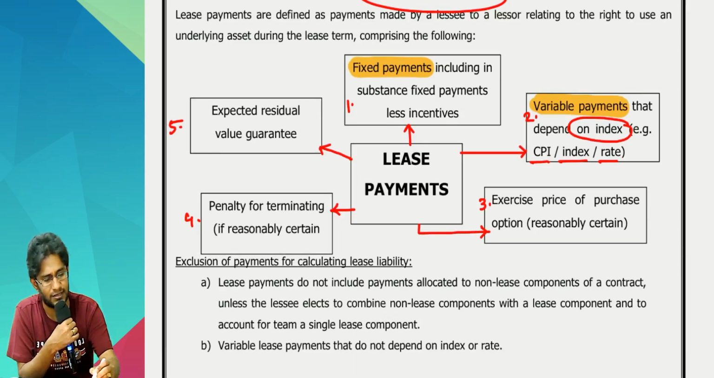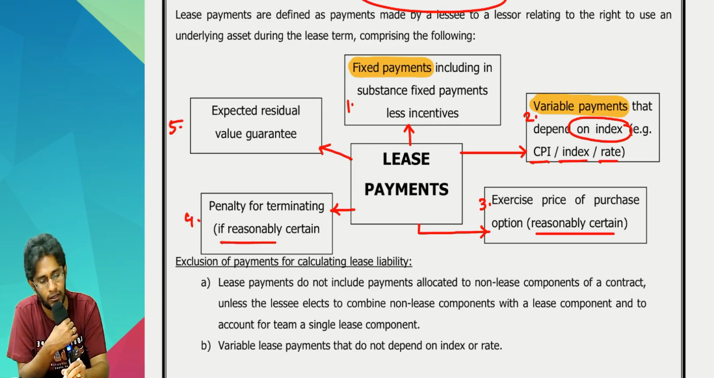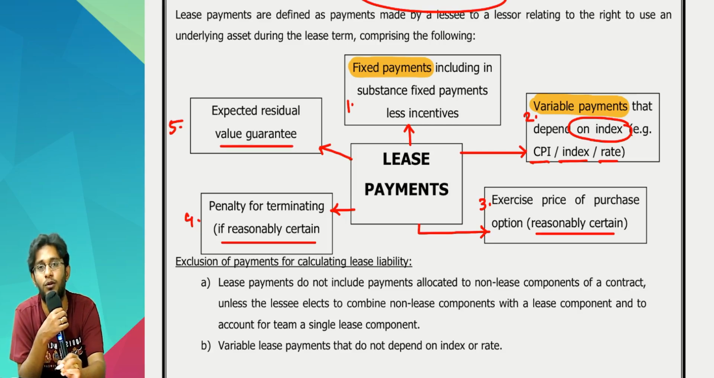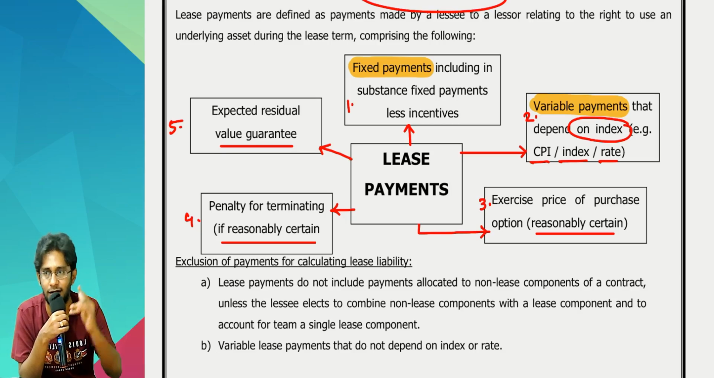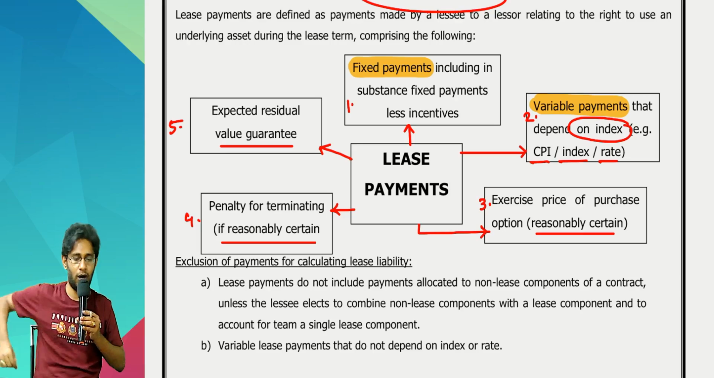Then exercise price you will include only when it is reasonably certain. Termination penalty only when it is reasonably certain that you are going to terminate it. Expected residual value guarantee will be included only when you are likely to pay some amount to the lessor when you return back the asset. Now I will make a statement, see whether you are able to understand or not.